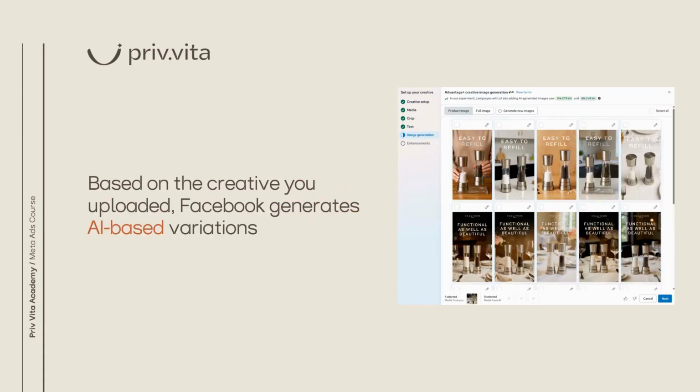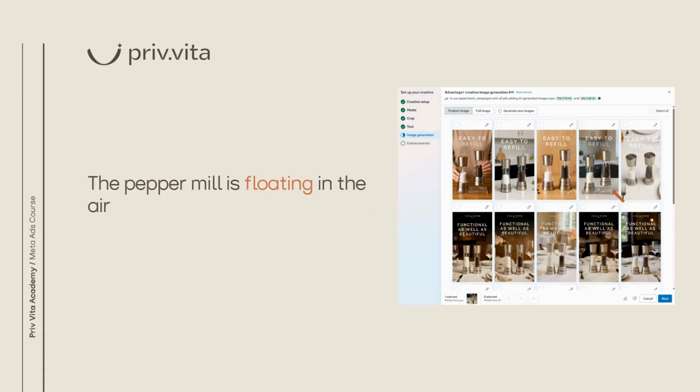After that, there's the image generation section. Based on the creative you upload, Facebook generates AI-based variations. Stay away from this. AI is cool, but it's not ready yet. Even in this example, the pepper mill is floating in the air. And this is one of the better outcomes. You wouldn't believe the messes you can run into with this. Facebook can surprise you, and if you're trying to become a digital marketing specialist, you definitely don't want to wake up to an angry client message about an ad you have never seen before.